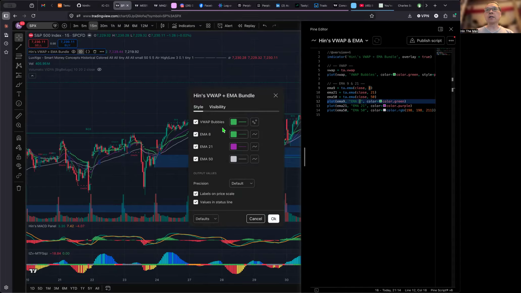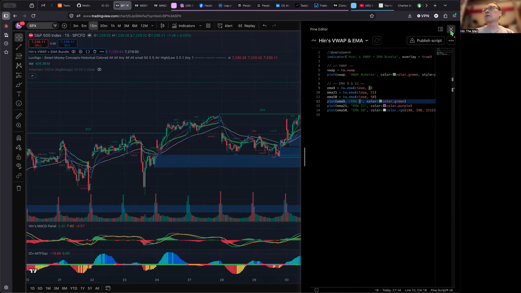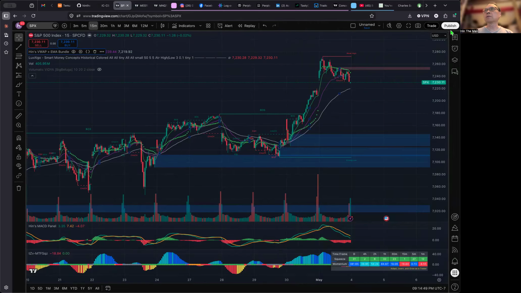If you come back to the setting, the EMA 8 is still the green line, but it's using a solid line, whereas the VWAP is using a dotted line. 21 is purple, EMA 50 is white. Right now on this uptrend, if you do a cross section, you see that the 8 is over 21 and the 21 is over 50. That's the time that everything lines up together.